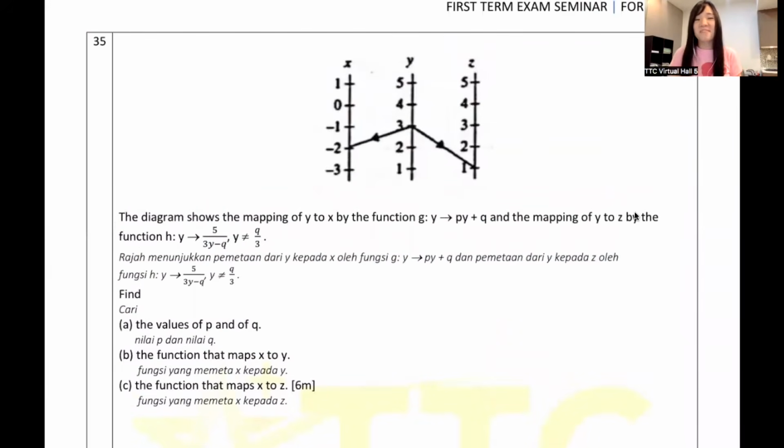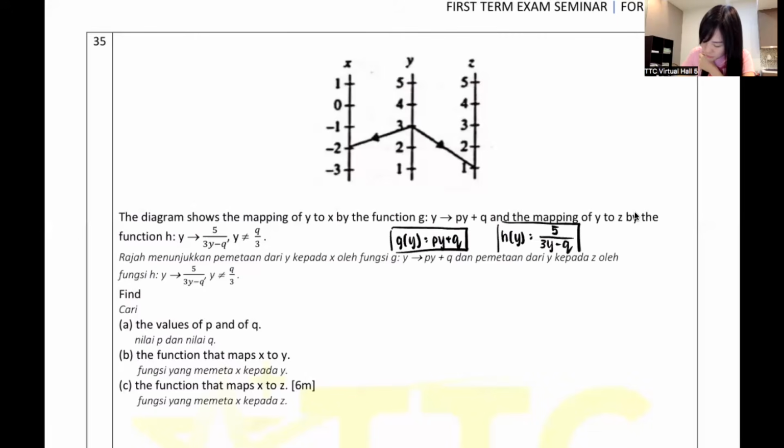Question 35. So 35, okay, they say, the diagram of this one shows the mapping of y to x using gy, equation is py plus q. Okay, guys, they give me one equation. Next one, they say, mapping y to z using hy. Hy equation is this one, 3y minus q. Then they give me 2 equations. So after that, A, they say what? Find the value of P, find the value of Q.